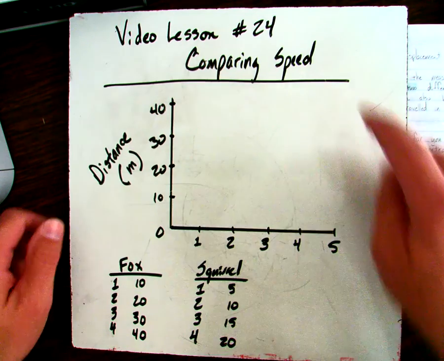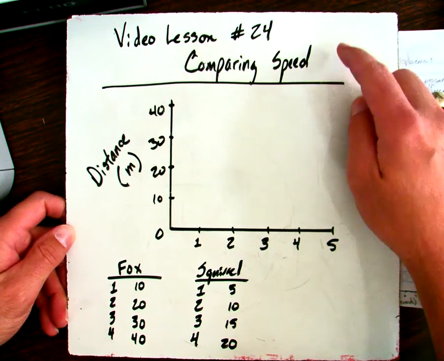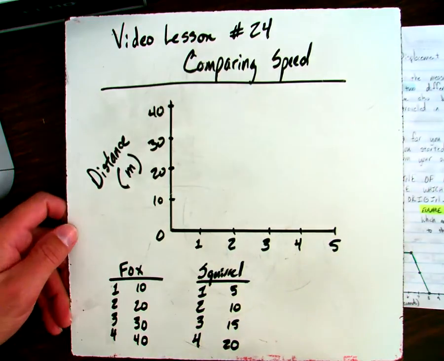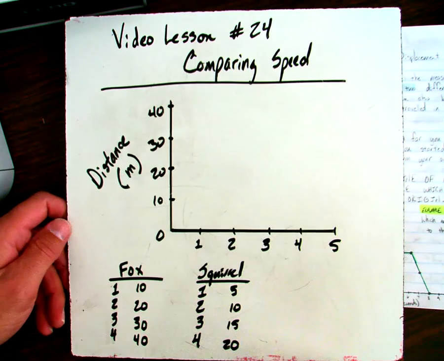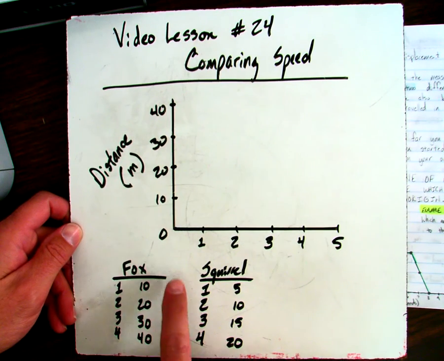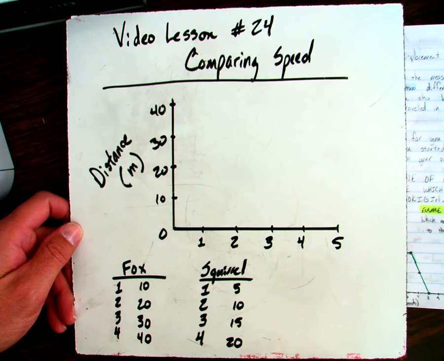All right, so this is video lesson number 24. This is going to be comparing speeds of two different objects. Now, here's our graph that we're going to get back to in just a second. What we're going to do is compare the speed of a fox to the speed of a squirrel.